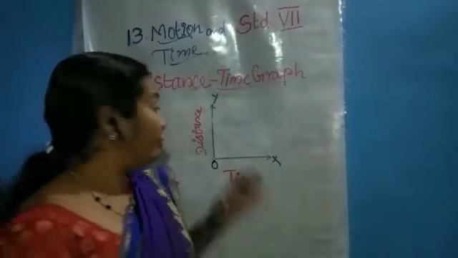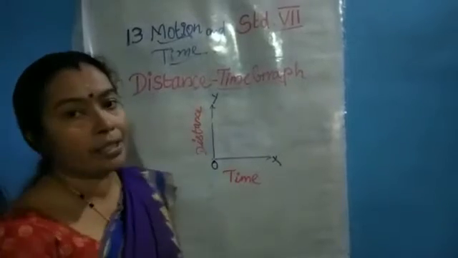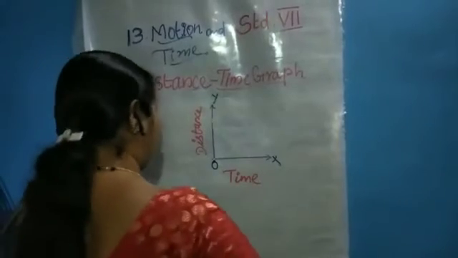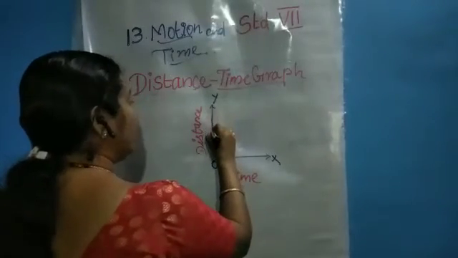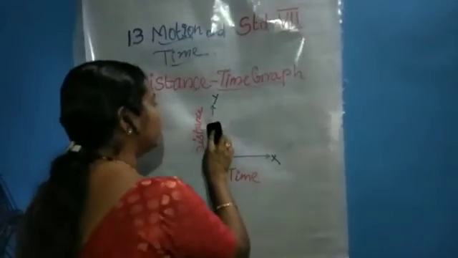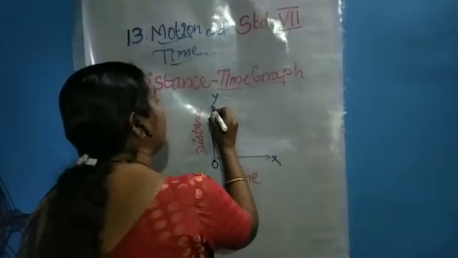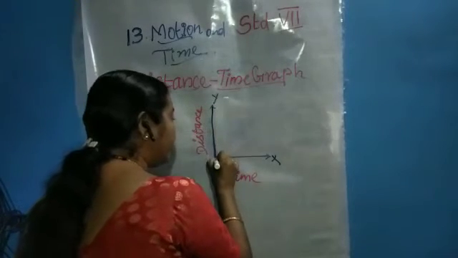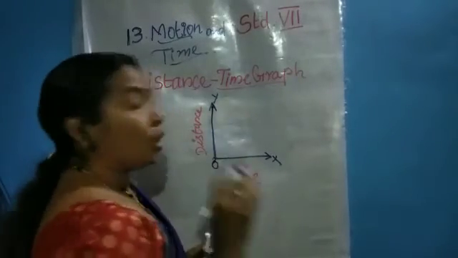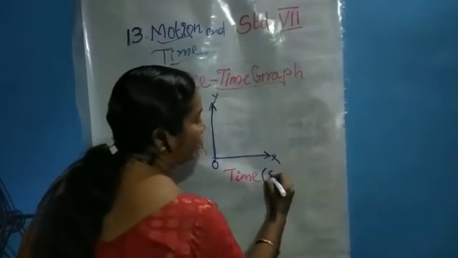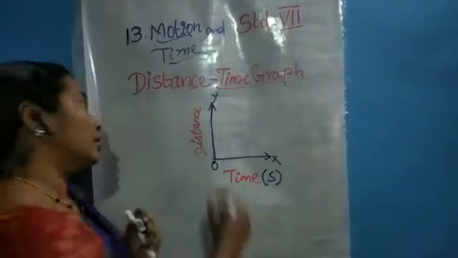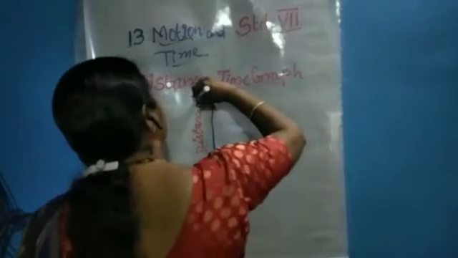When you are writing the physical quantities on the axes, you must write their unit also. What is the standard unit of time? Yes, the second is the standard unit of time, so we write the unit within brackets as s. And for distance, what is the unit? Yes, meter, so we write m.